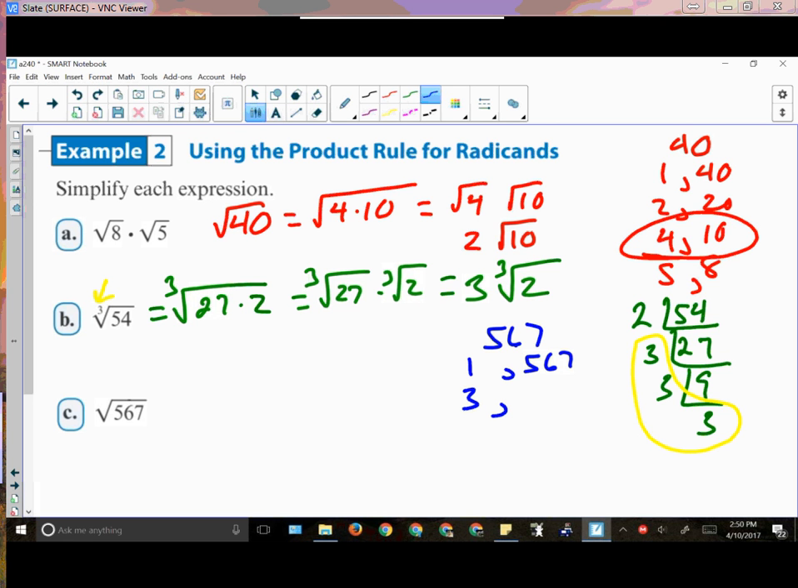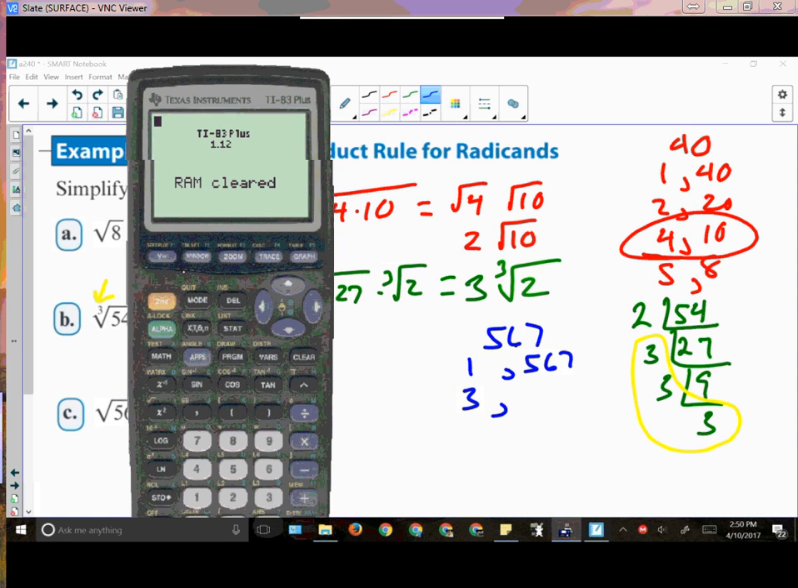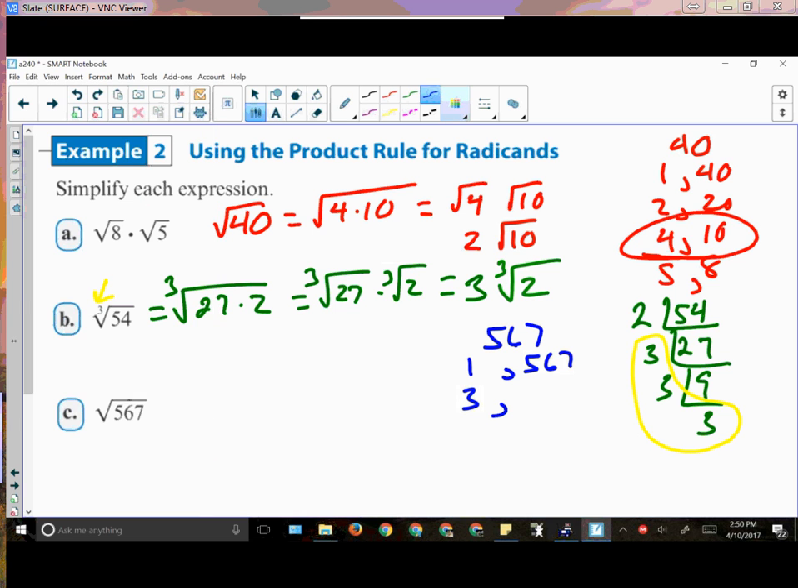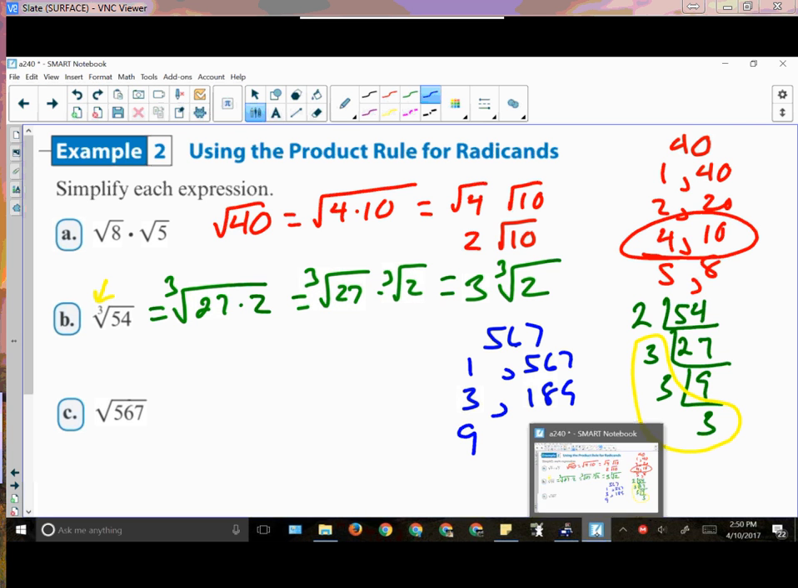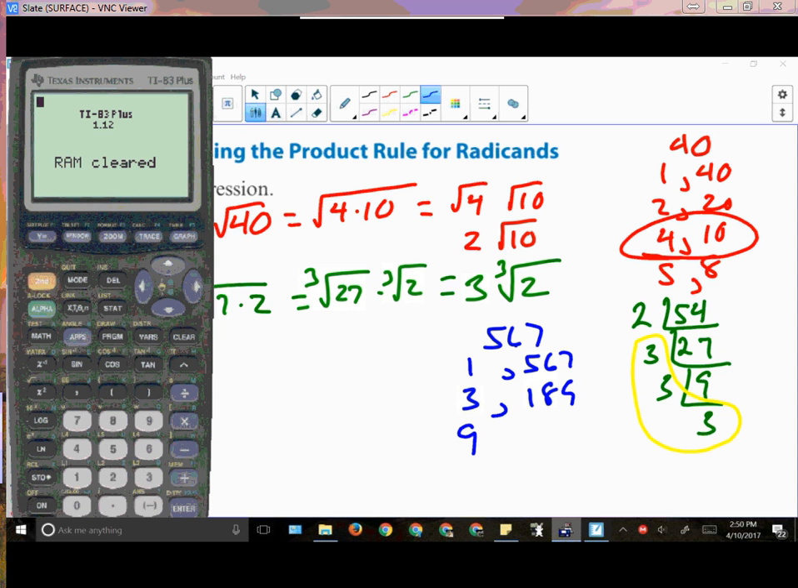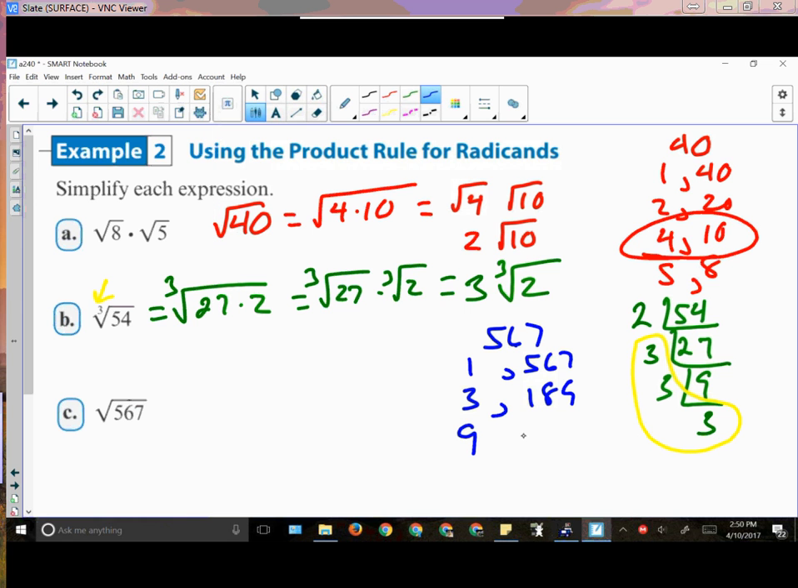So what is 567 divided by 3? What do we get? 189. Okay, so we end up with 189. Well, we know it's not going to be divisible by any even numbers, so it's not going to be divisible by 4, 6, or 8, or anything else like that. It will be divisible by 9, though. So if I divide 567 by 9, I end up with 63.